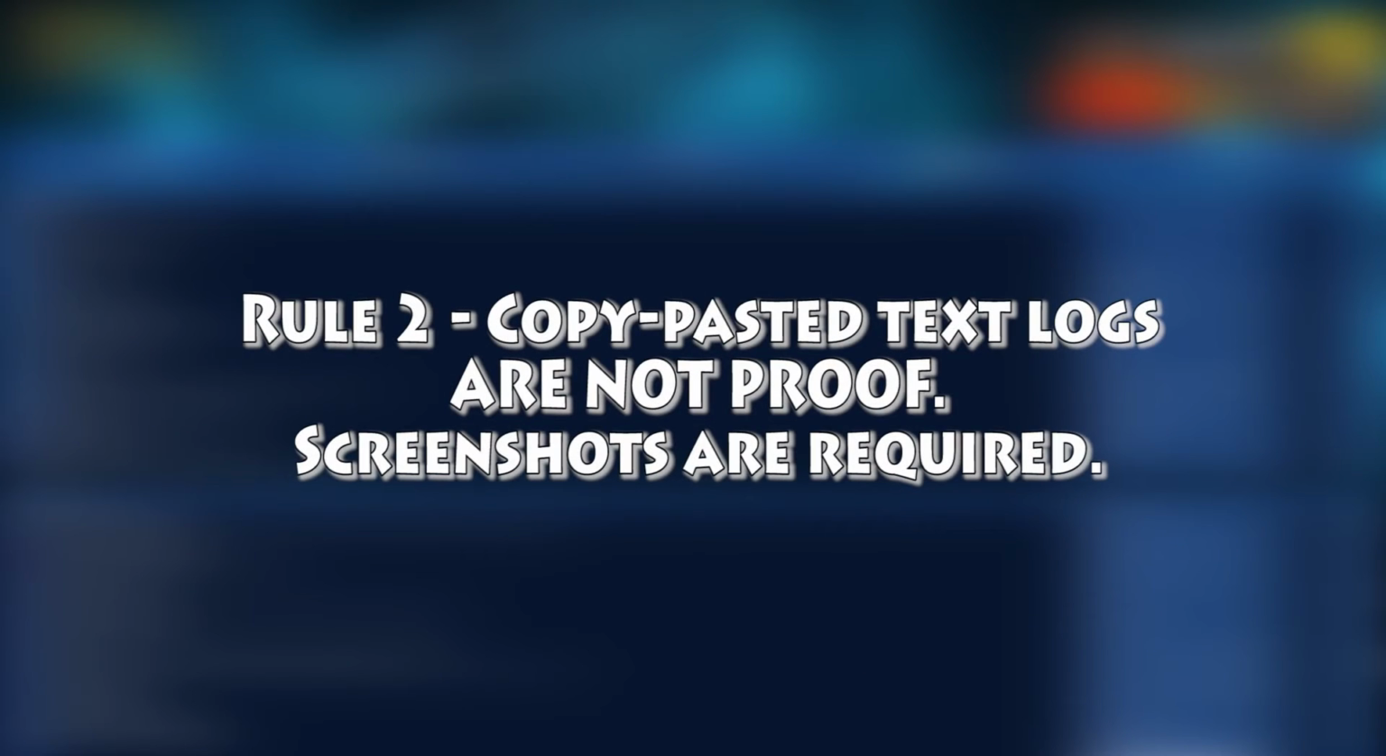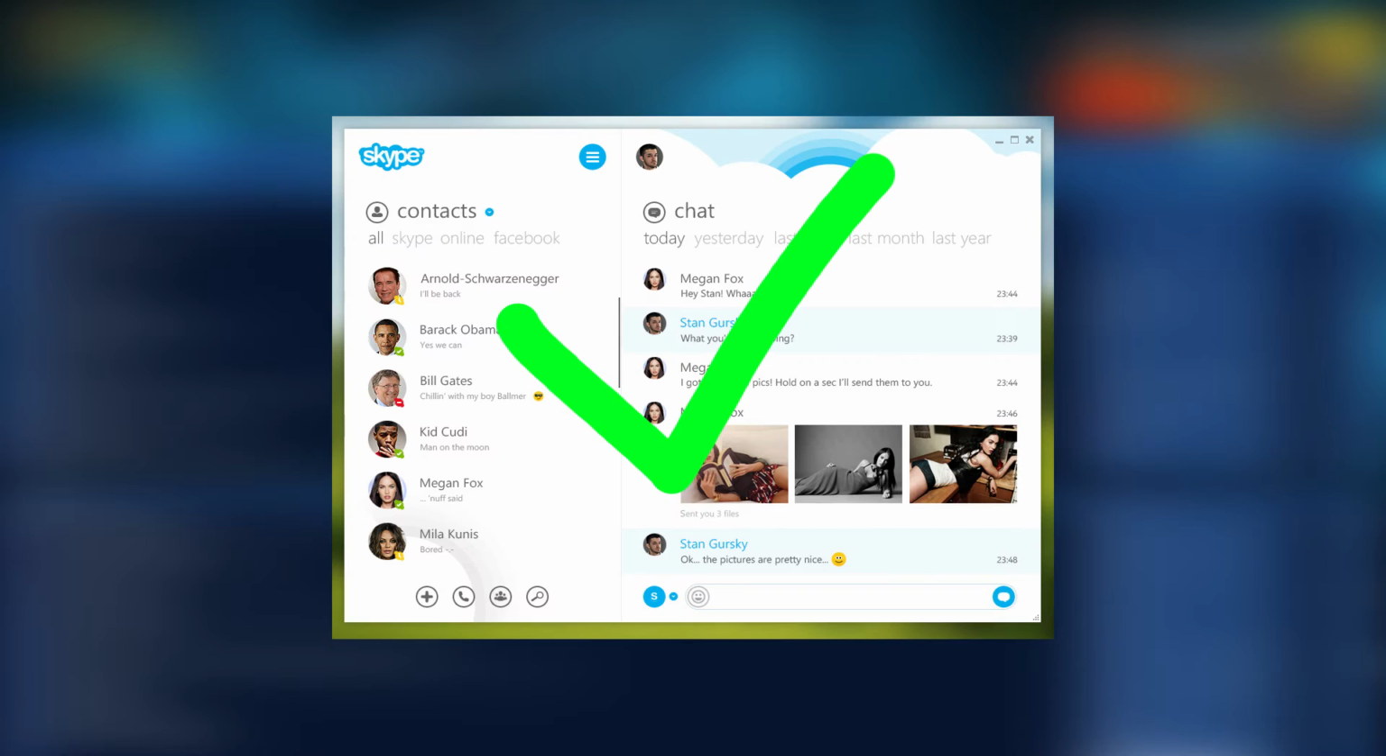Rule 2. Copy-pasted text logs are not proof. Screenshots are required. Going off of Rule 1 and the requirement of screenshots of your chat, text-based or copy and pasted text logs are not considered proof. You will need screenshots of the actual conversation.